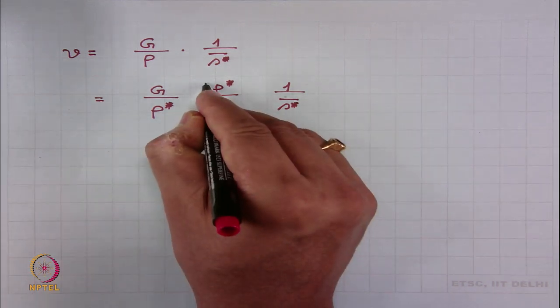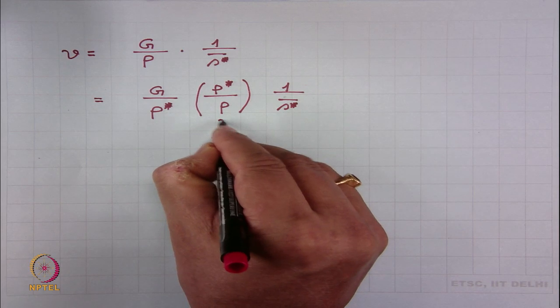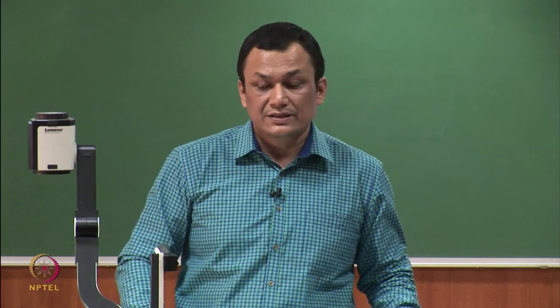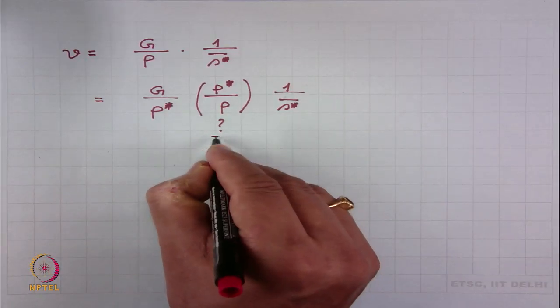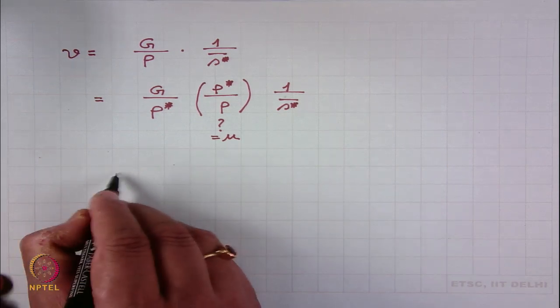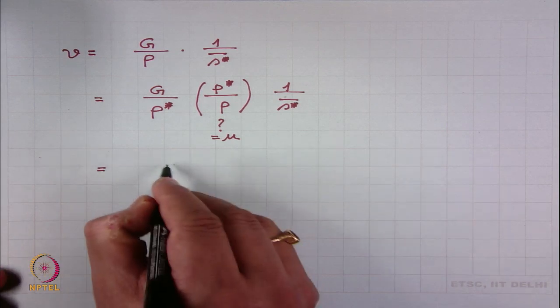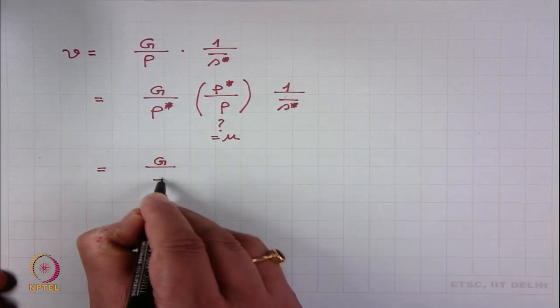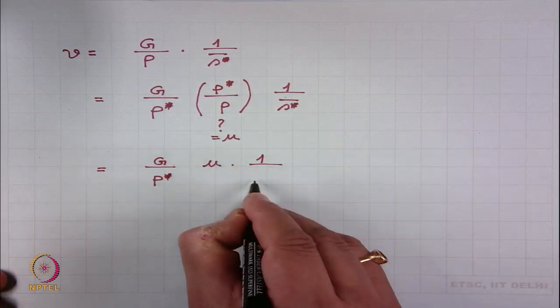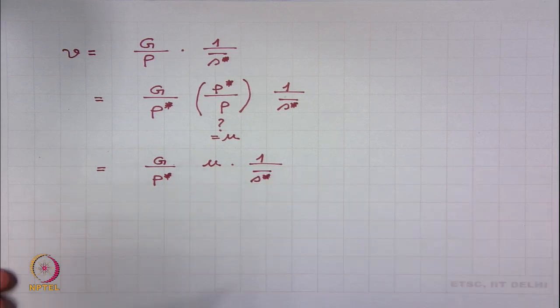Now, look at this term. What is this term? Density of the material divided by density of fiber. This is one of the interpretations of packing density. So, this is basically equal to mu, the packing density. So, what we see is that nu is equal to packing density into 1 by S star bar.